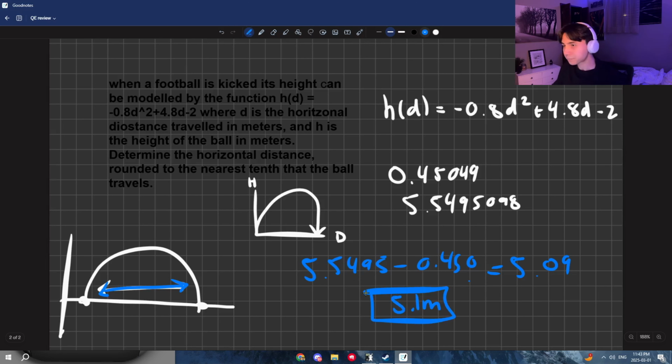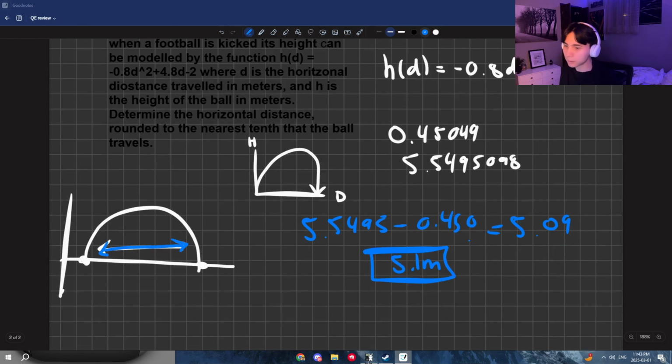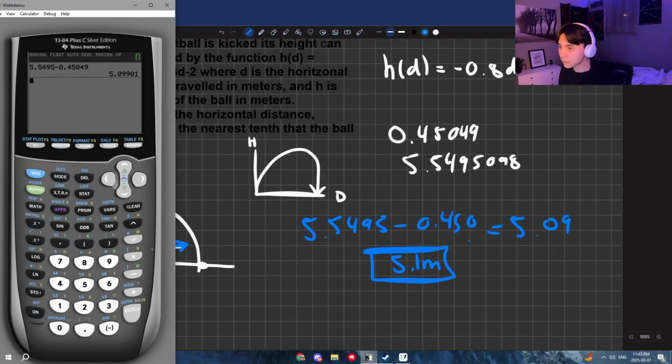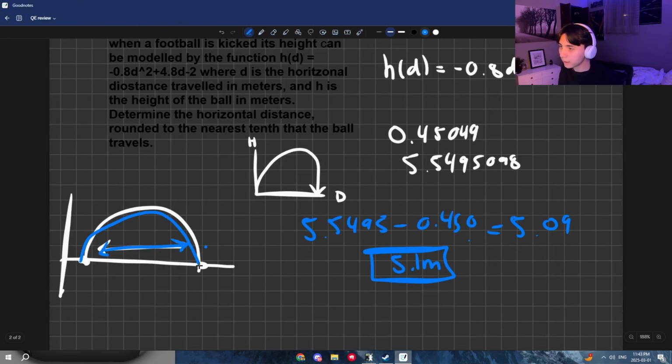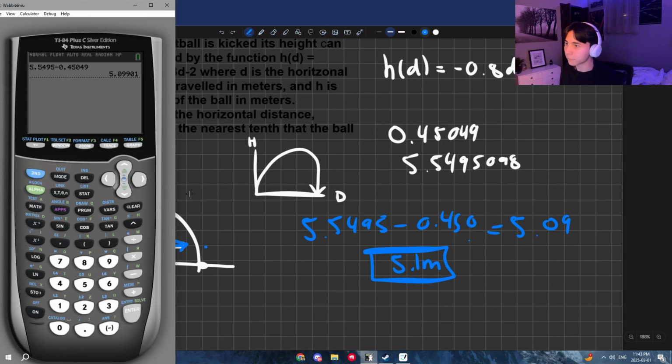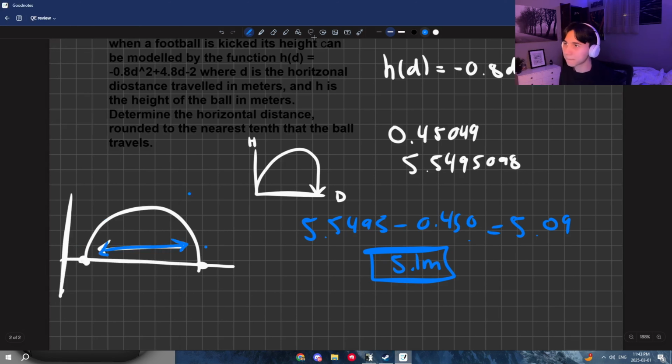And this is going to be applicable to any sort of question where you plug in the equation that the equation models, and since it doesn't start at (0, 0), you actually have to subtract the points to get the horizontal distance. So just make sure you're accounting for that, and you should be fine.